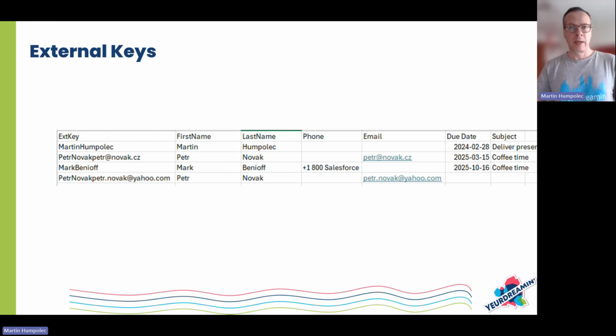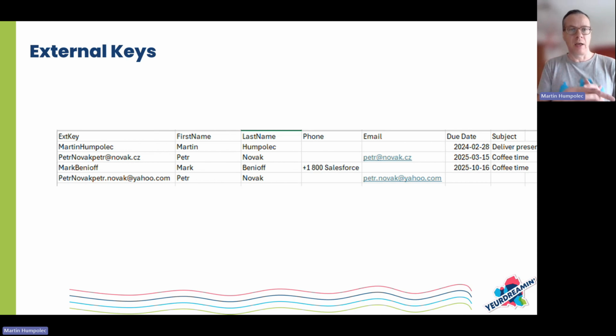External key is this simple checkbox you have when you are creating a new field. And what it allows you to do is to reference this record based on the external key, not based on the Salesforce ID. Why? How to use it? This is a clear example.